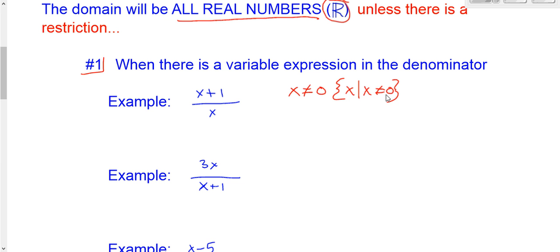Well, if our domain can be anything other than 0, what we want to do is write interval notation going from negative infinity all the way to 0, but we're going to put a parenthesis on the 0 because we aren't going to actually equal the 0. And then we're going to have this as a union with the interval notation going from 0 to positive infinity.